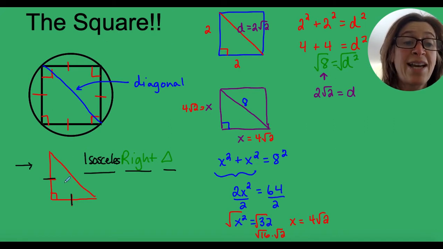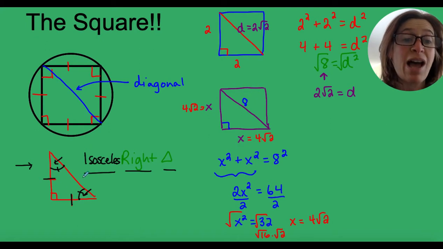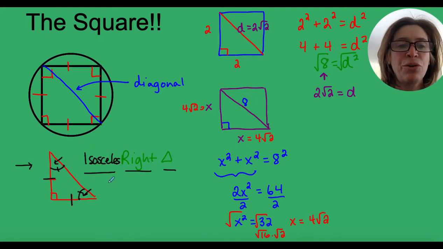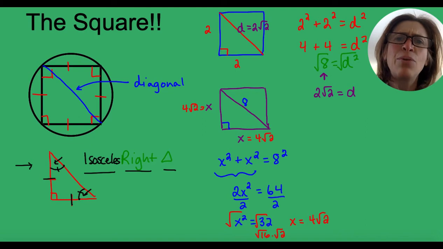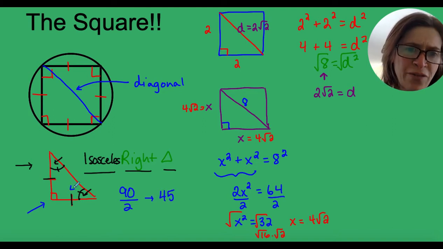Well, when we draw on that diagonal, it breaks it into an isosceles right triangle. That tells me even more. Remember, if it's isosceles, then the angles opposite the congruent sides are congruent. Well, wait a second, I know even more. If this is a 90-degree angle, then these 2 angles also have to add to 90. And if they're equal, and I divide them into 2, then each of those angles is 45 degrees.